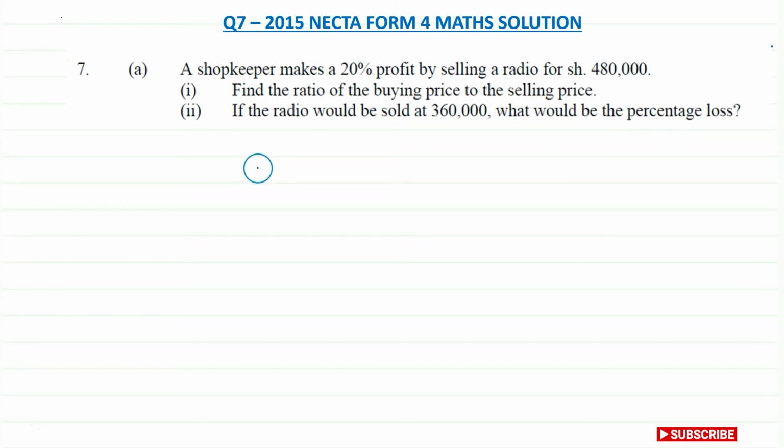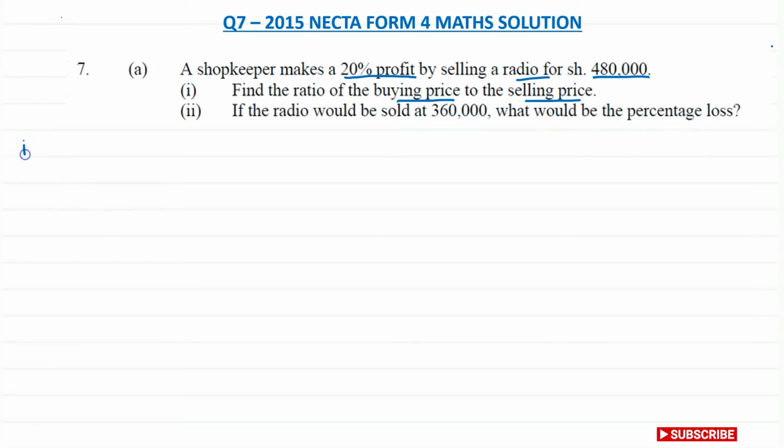Today we're going to solve question 7 from the 2015 NECTA Form 4 Math paper. For 7a, we are told a shopkeeper makes a 20% profit by selling a radio for 480,000 shillings. For I, we're asked to find the ratio of the buying price to the selling price. And for II, if the radio would be sold at 360,000 shillings, what will be the percentage loss?